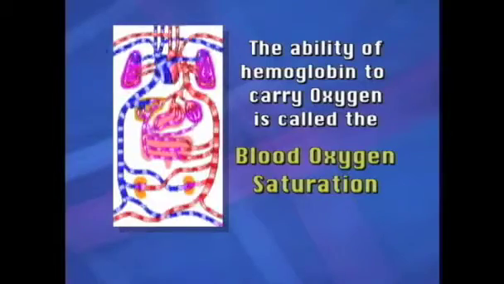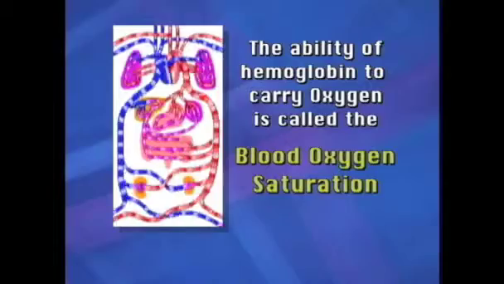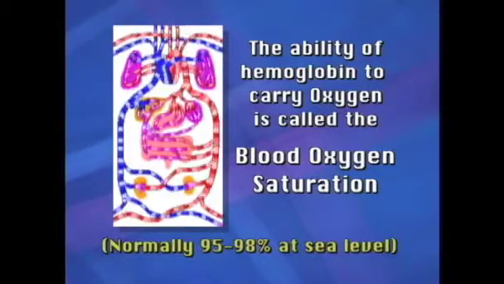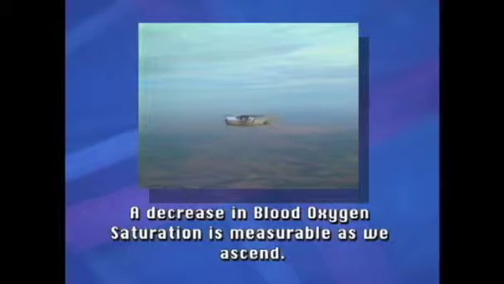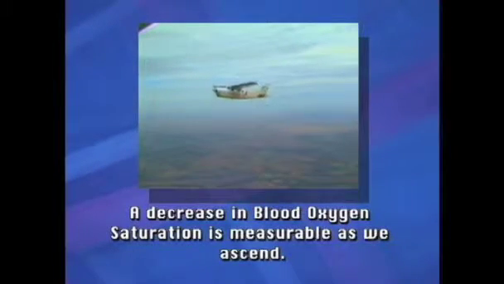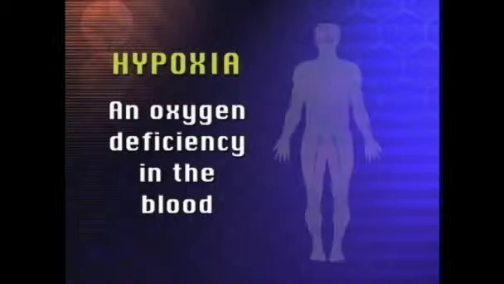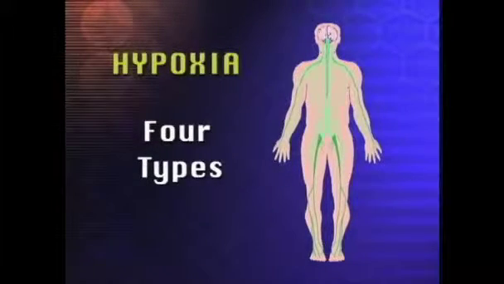The ability of hemoglobin to carry oxygen is called the blood oxygen saturation, which is normally 95 to 98% at sea level. A decrease in blood oxygen saturation is measurable as we ascend. Hypoxia is an oxygen deficiency in the blood and affects every cell, especially the brain and nervous system. There are 4 types of hypoxia. Let's examine each of them.